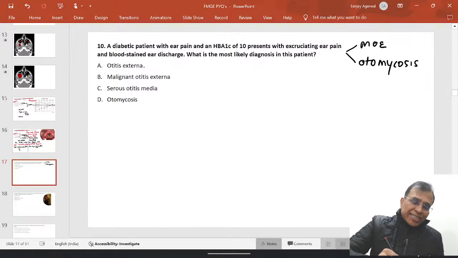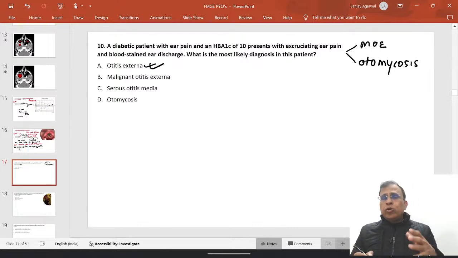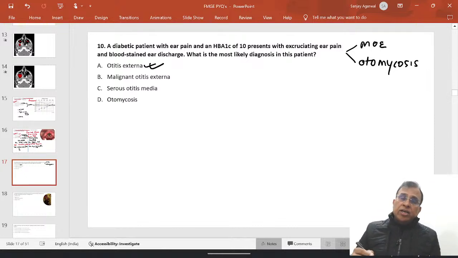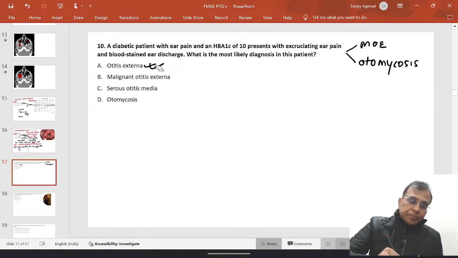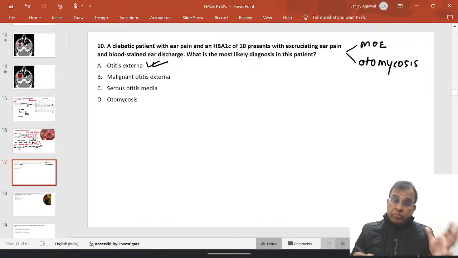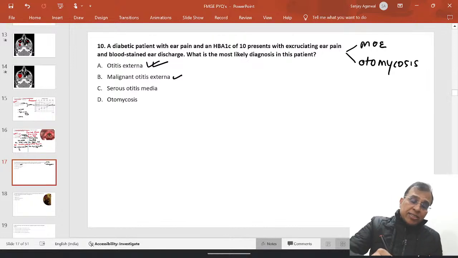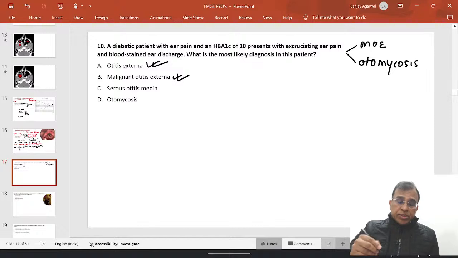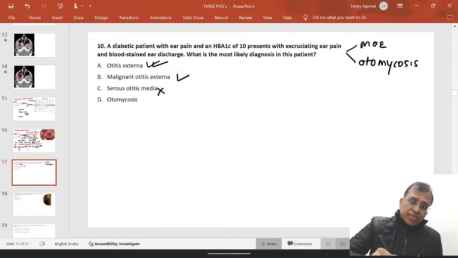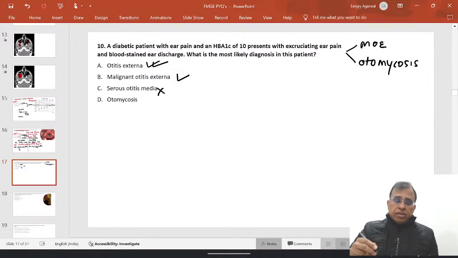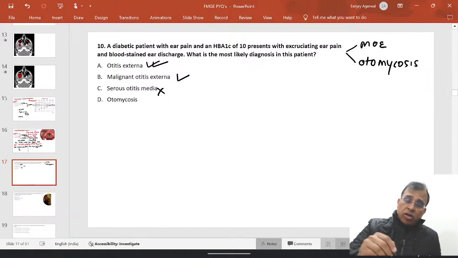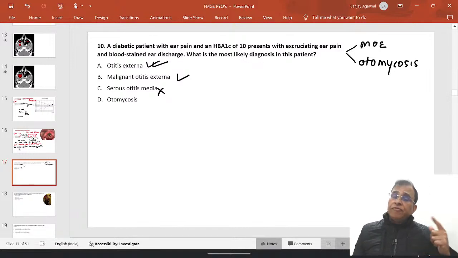Now common otitis externa, like acute diffuse otitis externa, is uncommon in diabetics, but pain can be significant in this patient. So this is an unlikely diagnosis, though the possibility is there. Malignant otitis externa is a very likely diagnosis. Serous otitis media is the least likely diagnosis. This cannot happen. Serous otitis media is a middle ear infection. It is seen in children, not in adults.